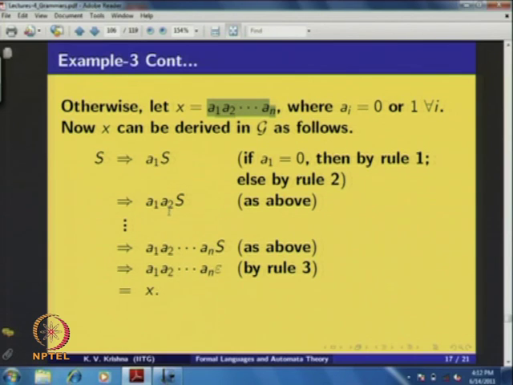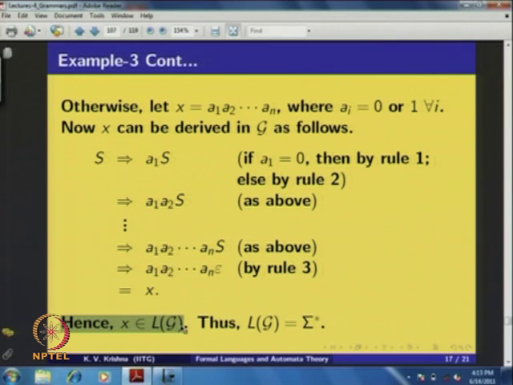In the first step you are getting a1, by the time of the second step you get a1 a2 and following S, and in n steps you are getting a1 a2 ... an S, and in the (n+1)th step you can nullify this S by substituting the empty string, and thus you are getting a1 a2 ... an. So, this n-length string is derived here in n+1 steps. The length of the derivation here is n+1, and an n-length string can be derived in exactly n+1 steps. And thus, you understand that any string over sigma star can be derived through the grammar, hence x is in L(G). So, we have got the reverse inclusion, and thus L(G) is sigma star.